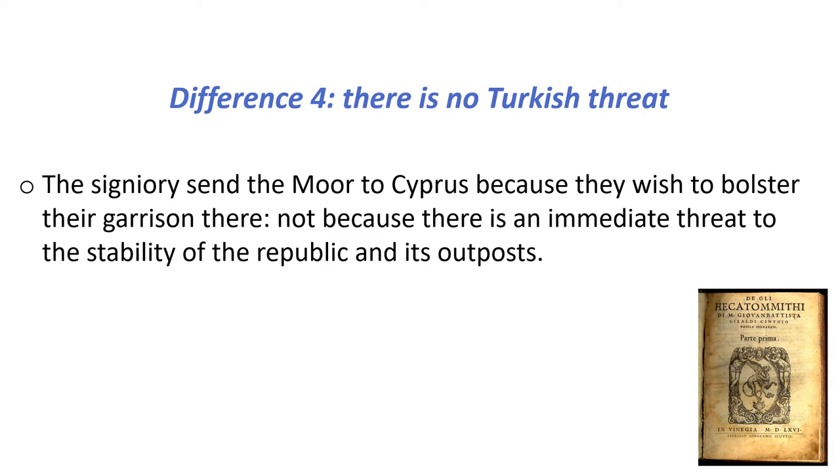Why does Shakespeare bother changing this detail from the source text? Because it seems like a complete waste of time. It's not necessary to change this. Unless what Shakespeare wants to do is to show how political imperatives, how Othello's job as being the leader of the army has a detrimental impact on his personal relationship.